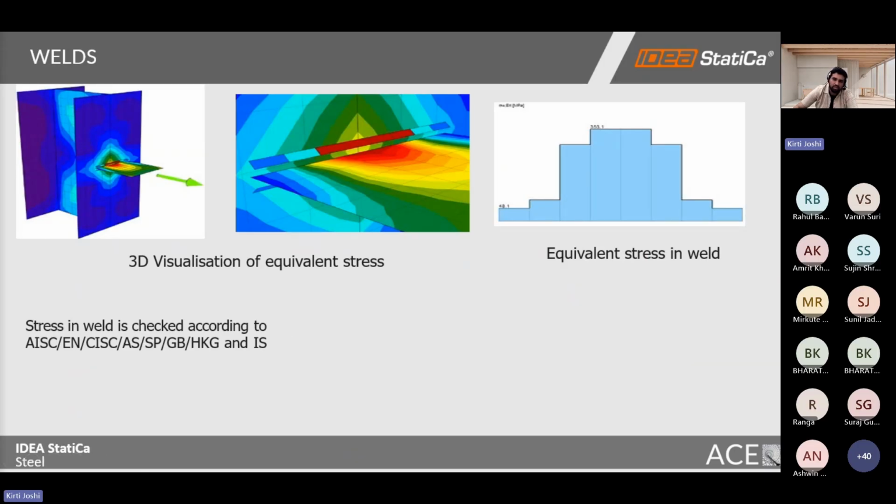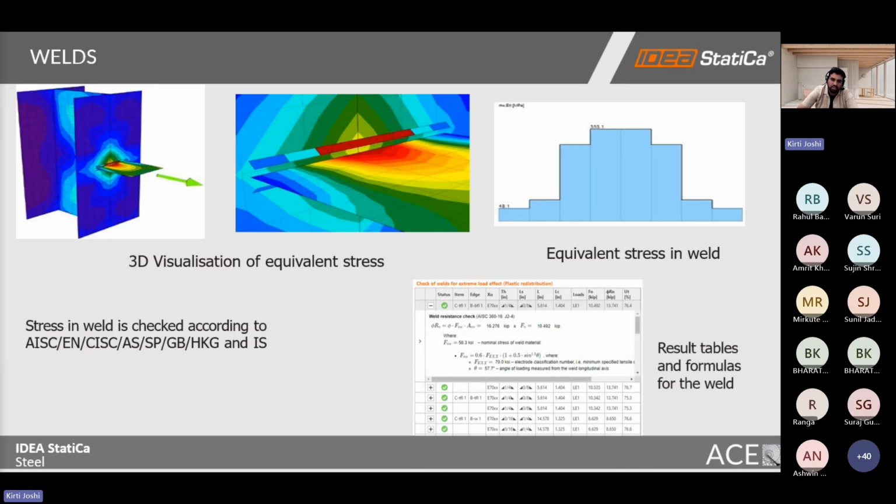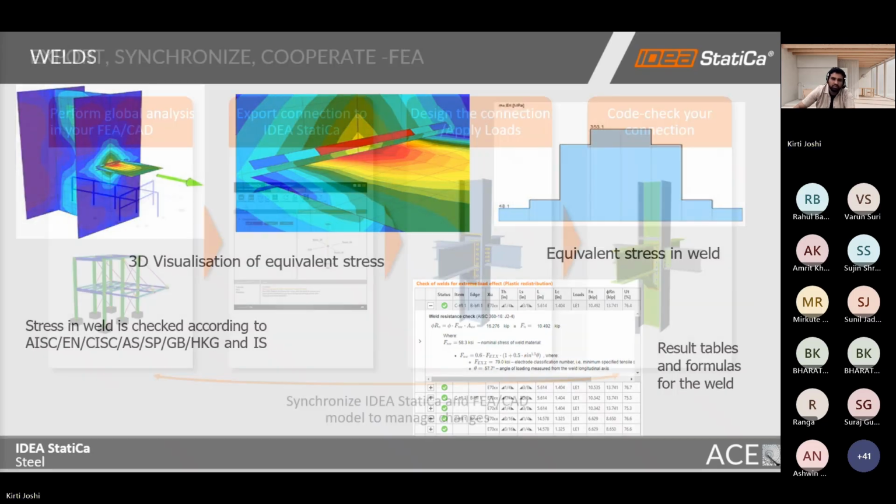Component welds are modeled as solid elements, which are connected to the plates. The stress in the welds is distributed using plastic analysis. As shown in the slide, you can visualize the 3D distribution in the weld, the equivalent stress values, and the detailed result tables as well. The force in each of the weld elements is evaluated, and the stress in the weld is calculated according to the available codes, whether it may be the AISC, Eurocode, the Indian code, or many other codes.